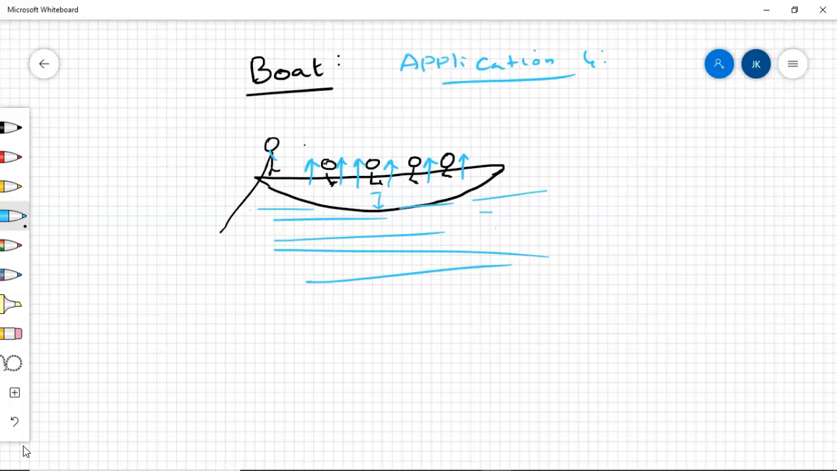So the boat pilot will not allow the people to stand, to maintain the center of gravity closer to the base.